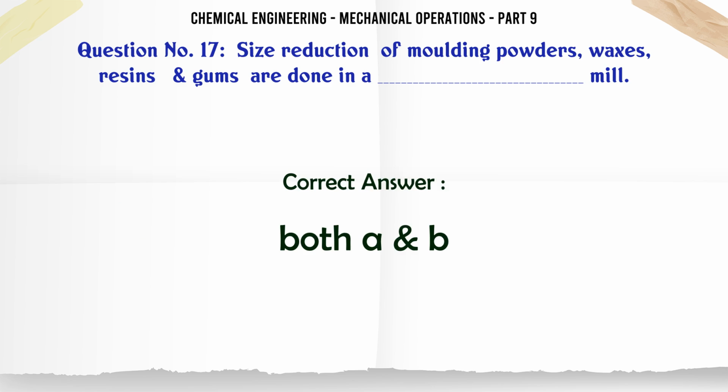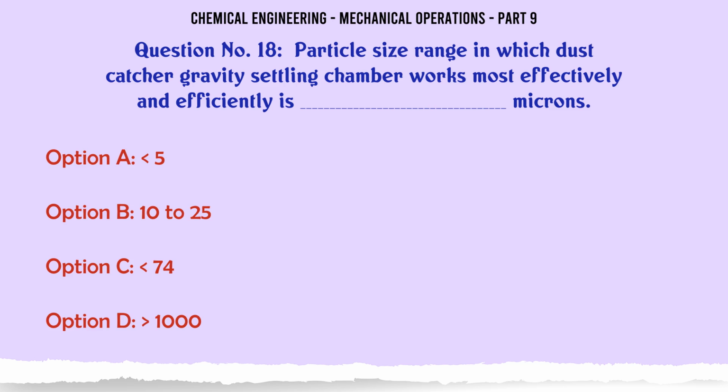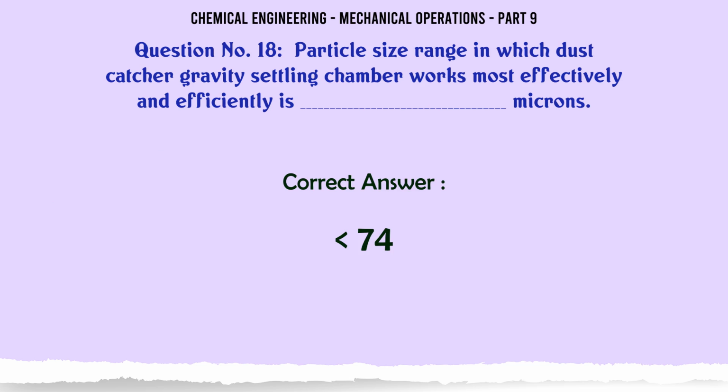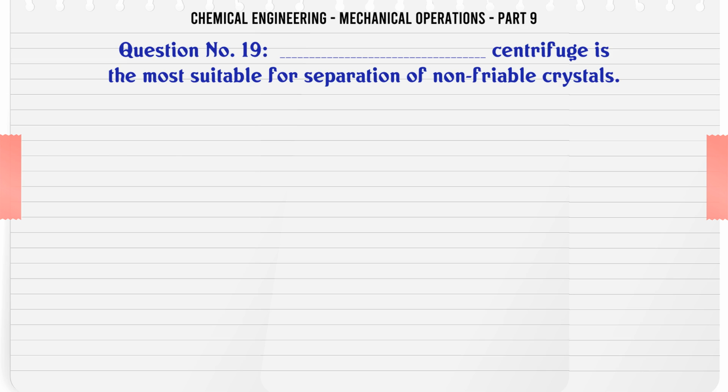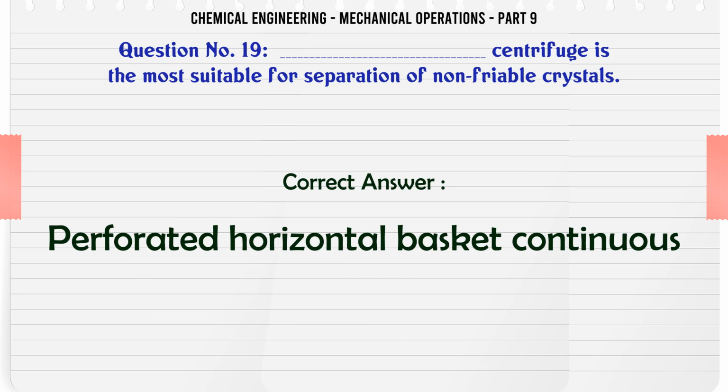Particle size range in which dust catcher gravity settling chamber works most effectively and efficiently is microns. A. 5, B. 10 to 25, C. 74, D. 1000. The correct answer is 74. Centrifuge is the most suitable for separation of non-friable crystals. A. Tubular bowl, B. Disc bowl, C. Perforated horizontal basket continuous, D. Suspended batch basket. The correct answer is perforated horizontal basket continuous.